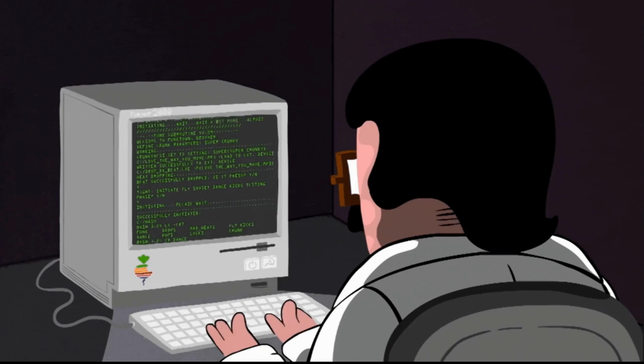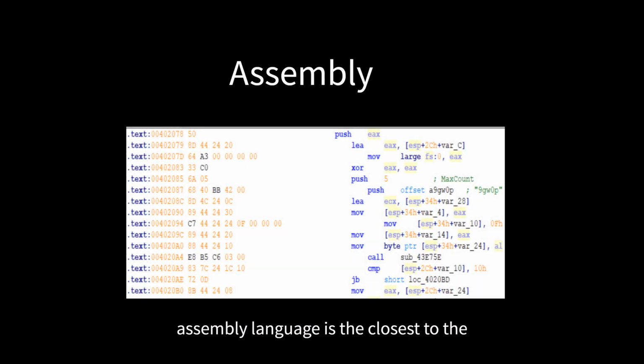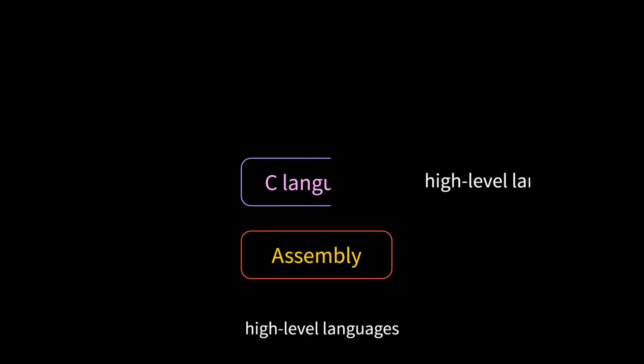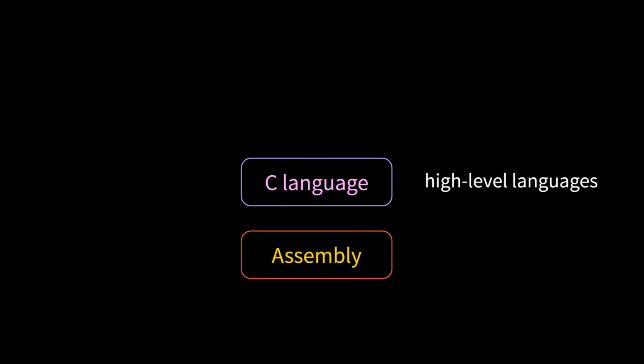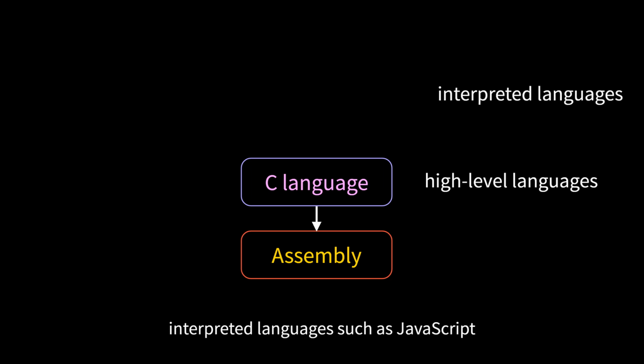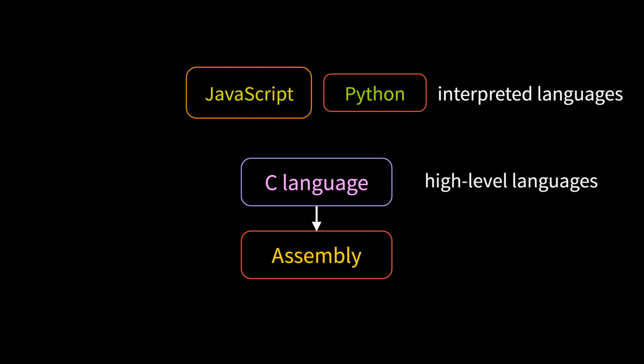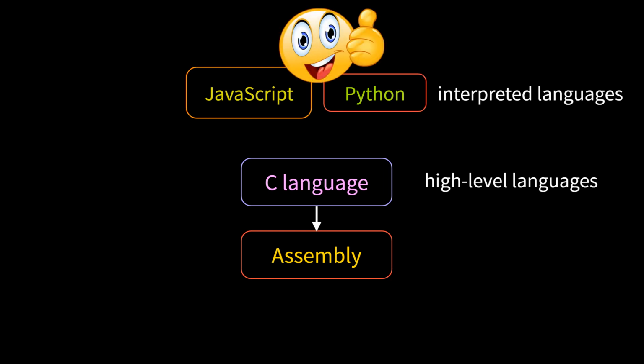Among programming languages, assembly language is the closest to the bottom layer. When programming, high-level languages such as C are usually used to write programs and then convert them into assembly for execution. But nowadays, interpreted languages such as JavaScript and Python have become more popular programming languages. Software can be developed more easily and quickly.